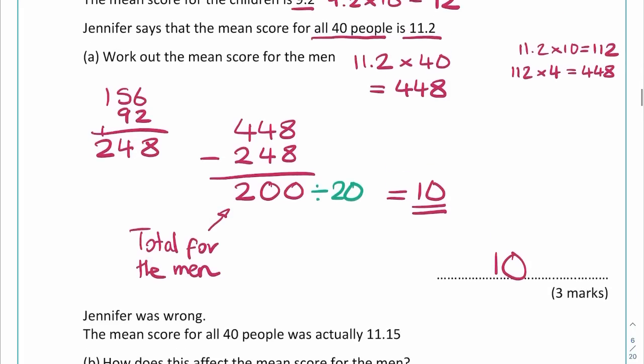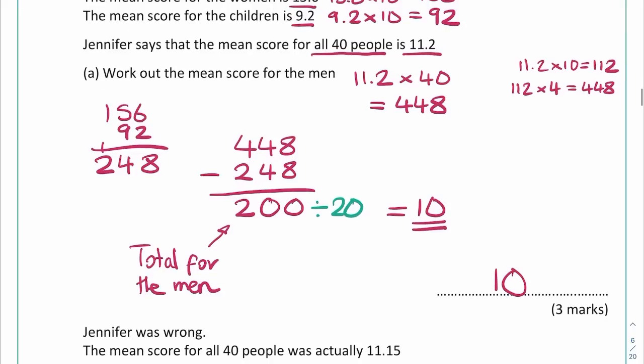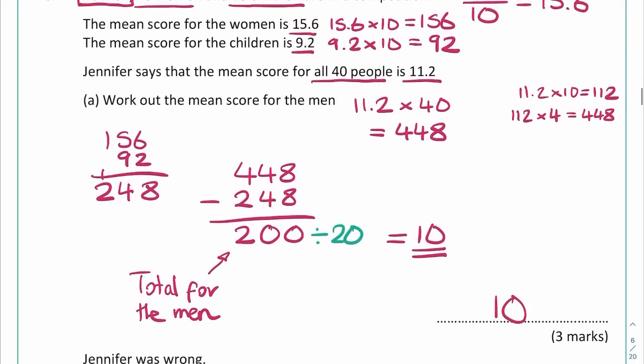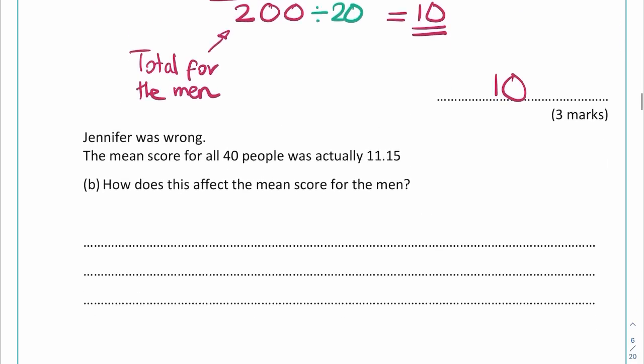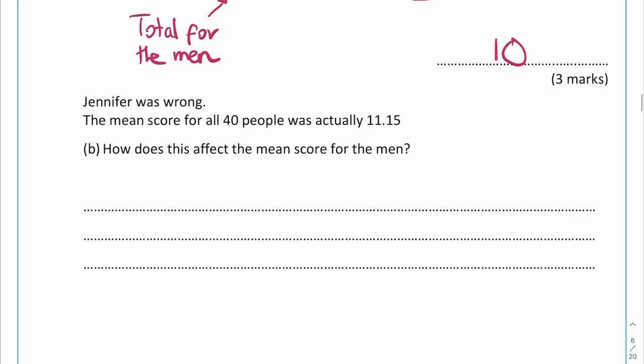There you go. So not actually too bad. Looks a lot worse than it is when you first see it. I think I'd have definitely thought that was a calculator question if I was doing a non-calculator paper before I started actually answering it and realised it had quite nice numbers. So Jennifer was wrong. The mean score for all 40 people was actually 11.15. How does this affect the mean score for the men?